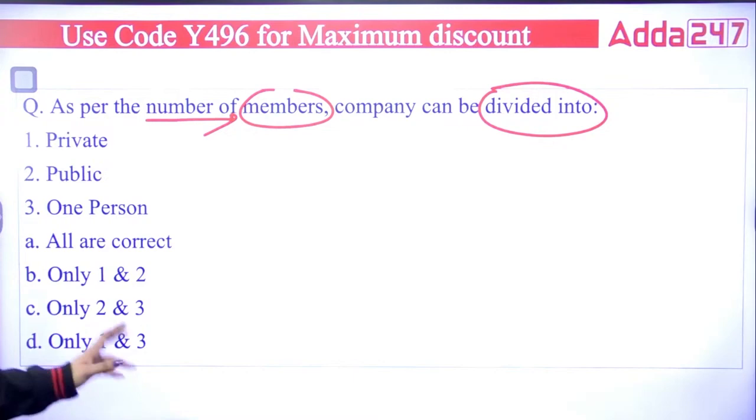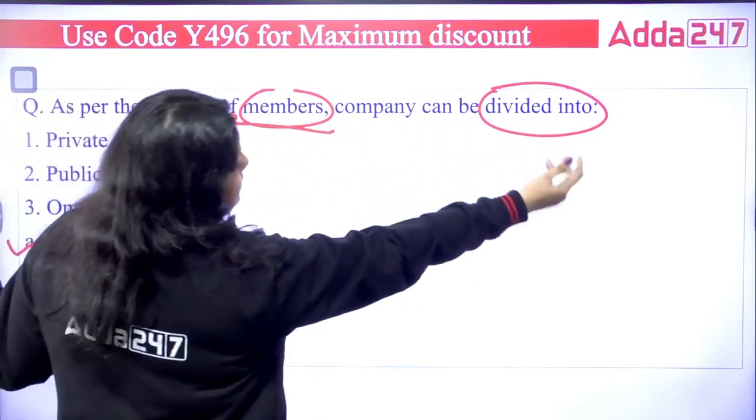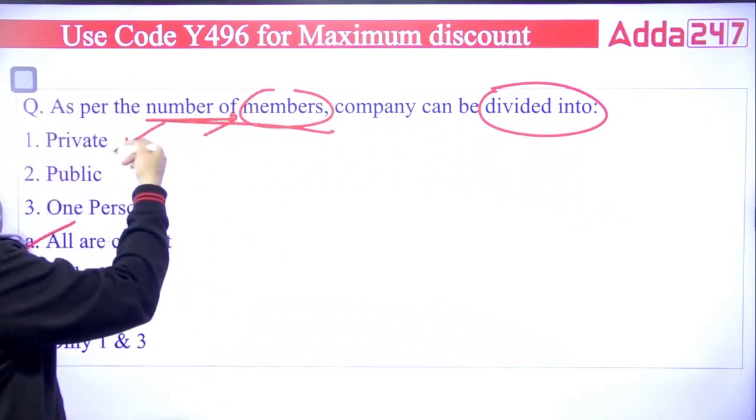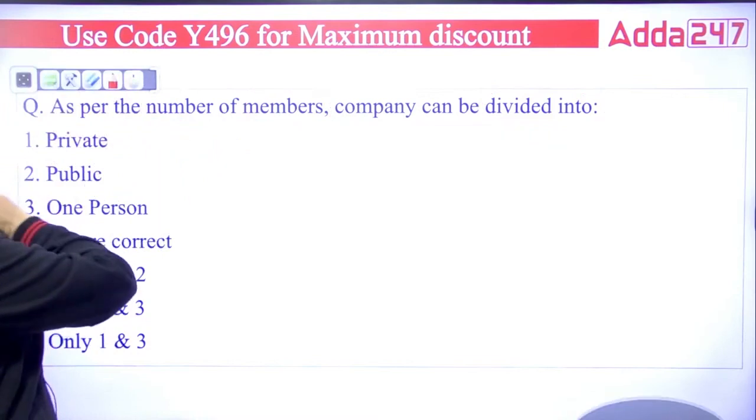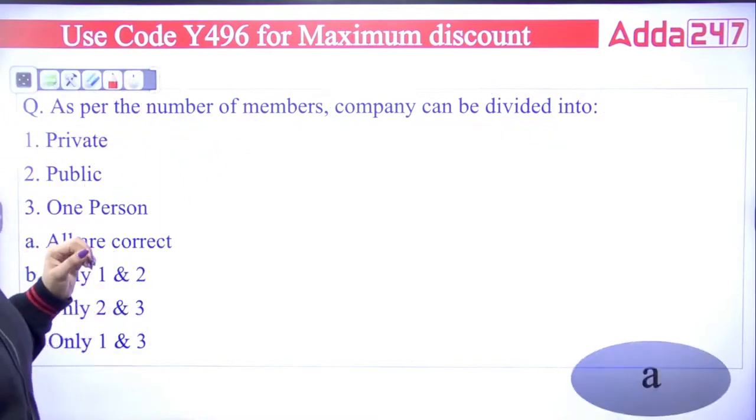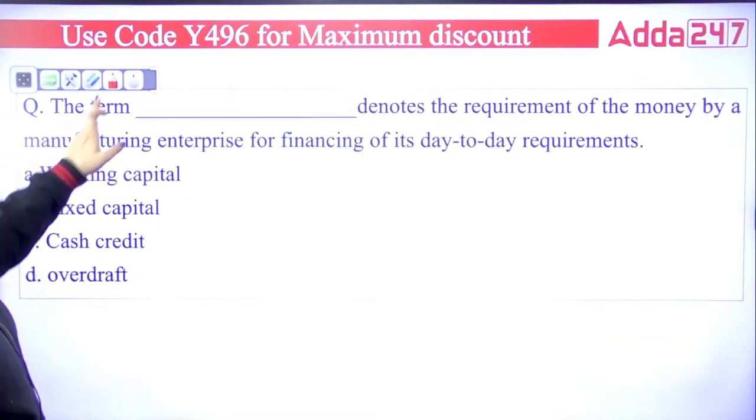And your right answer will be all are correct. Now, on the basis of number of members, the company can be divided into private company, public company or one person company. So the right answer will be A, that is, all are correct. Okay, next.